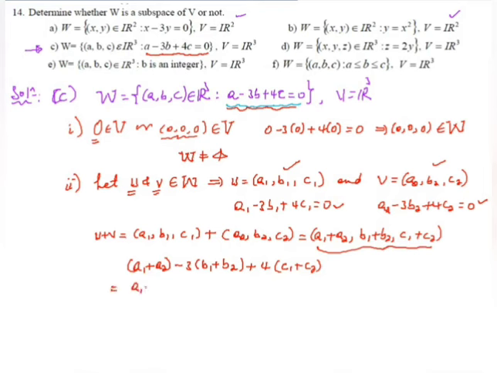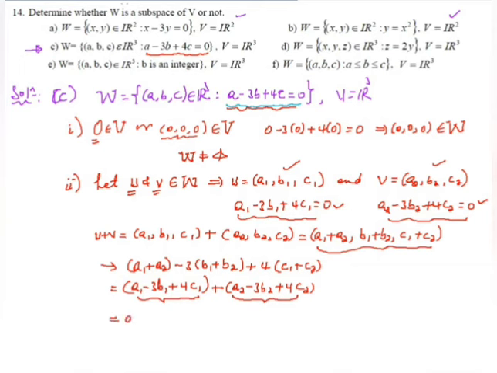This is the same as a1 minus 3 times b1 plus 4 times c1, okay, we can rearrange this, plus a2 minus 3 times b2 plus 4 times c2. So this is already 0 and this is also 0, as we know from u and v. So this becomes 0 plus 0. So u plus v satisfies the given condition. So u and v are elements of W, so u plus v is also an element of W, so the closure property is satisfied.